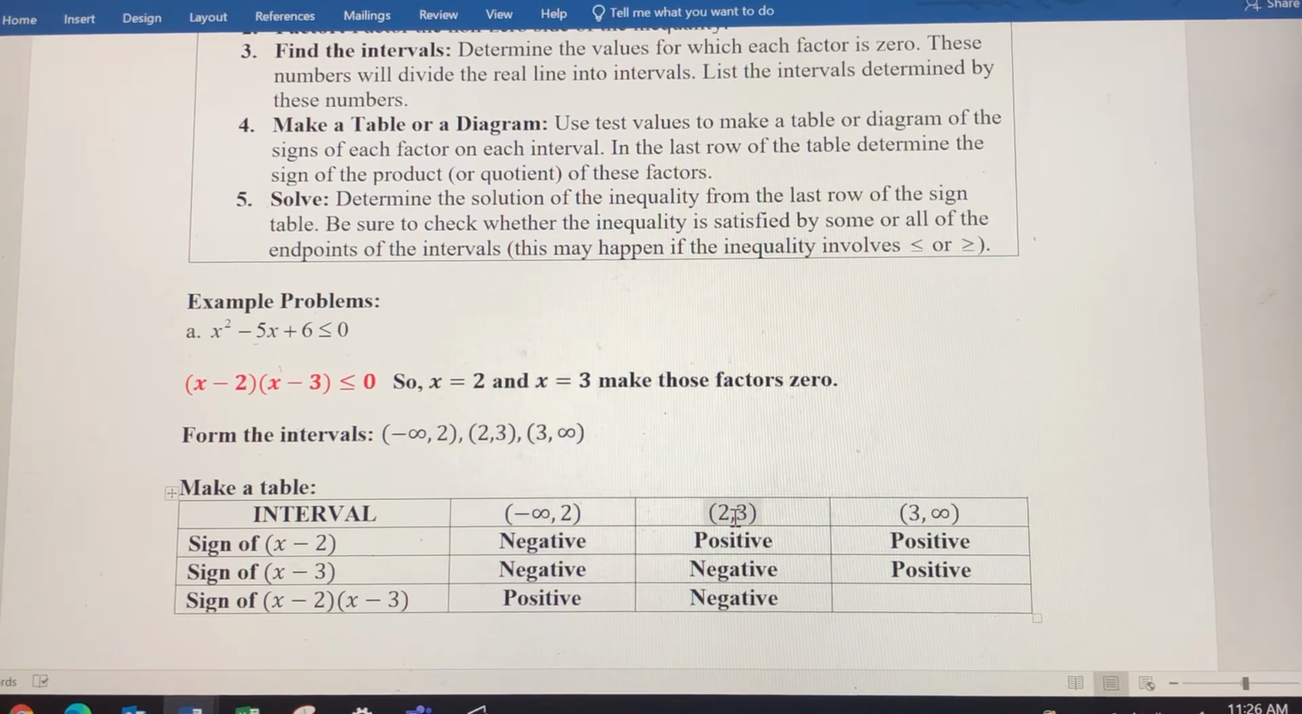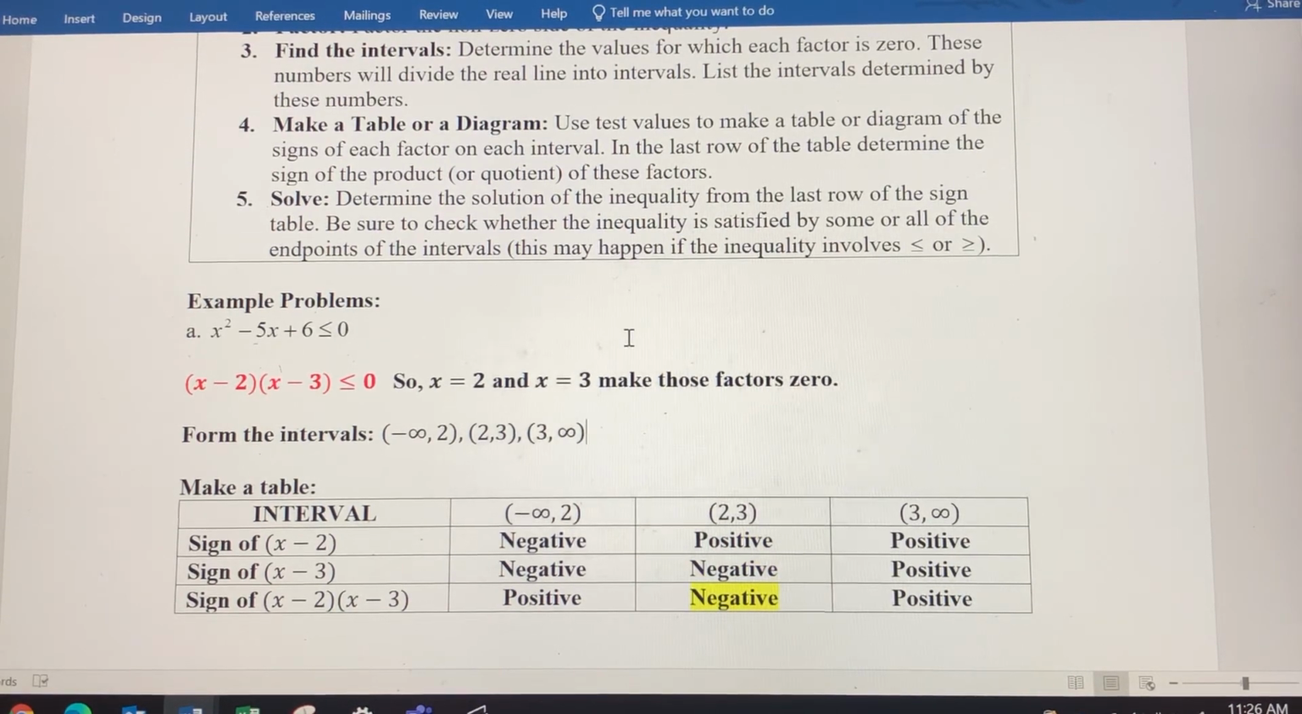So this is going to be part of my solution set, this interval from 2 to 3. And then finally, a positive times a positive is going to be positive. That's not what I want. My inequality symbol says I need a number that's less than 0, so negative. So that tells me this is the only interval that is a solution of this quadratic inequality.